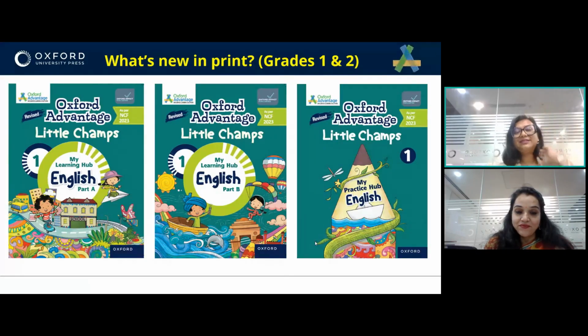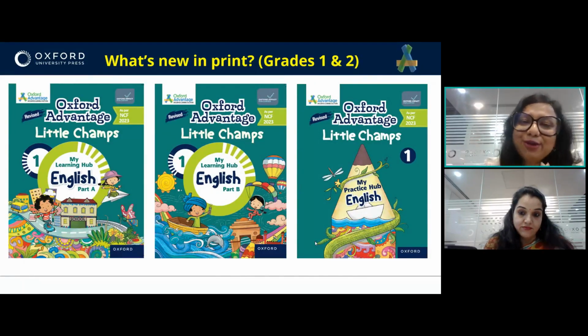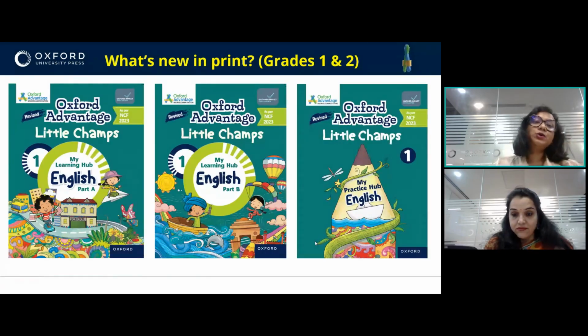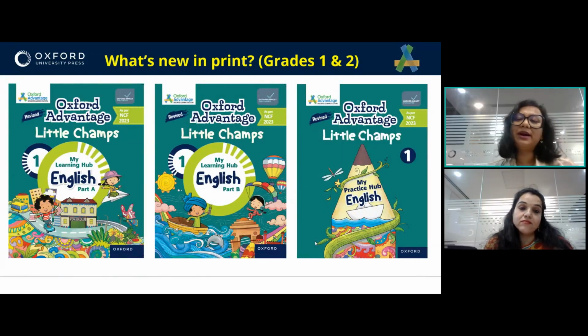Here, what you see in front of you are just the covers, colorful, grade-appropriate, attractive covers of a grade 1 book. By now, I'm sure you've had a chance to look at our books and what the covers of other subjects look like. A couple of things to notice here: each grade will have 3 books. There are 2 course books, part A and part B, and then we have a workbook. The course books are called My Learning Hub, and the workbook is called My Practice Hub.